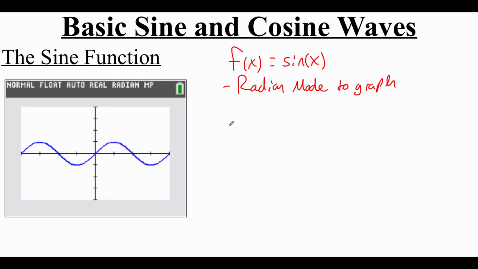Some of the things that we focused on this year are things like the domain and the range. So as far as the domain of a sine graph, this wave is going to continue out to the left and it's going to continue out to the right. So we would say the domain of our function runs from negative infinity up to positive infinity.